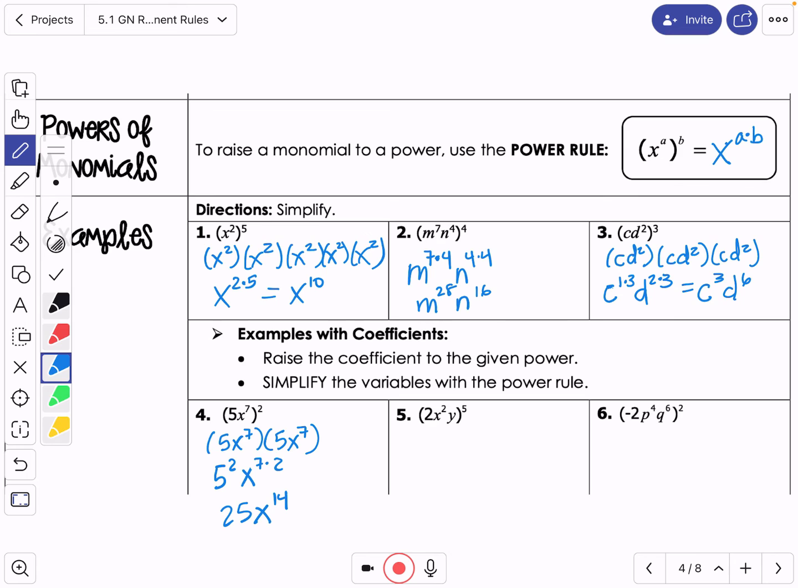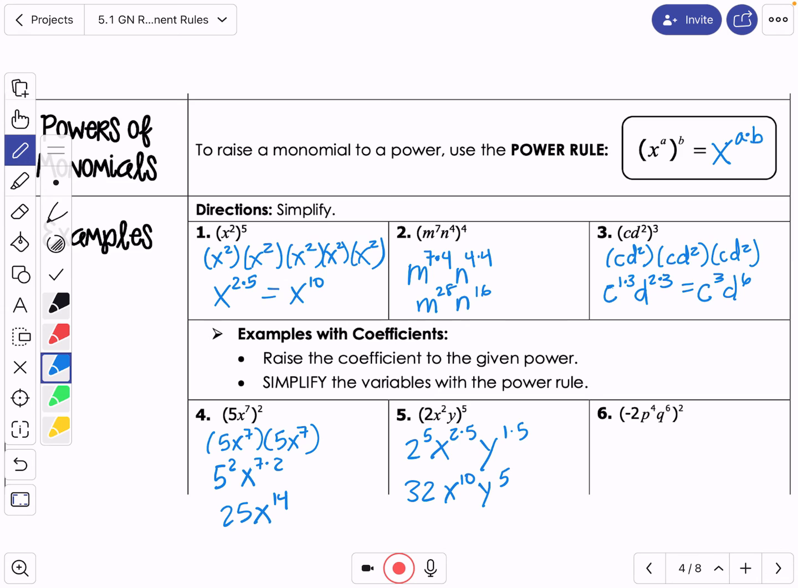So 2 times x to the 2nd times y, all raised to the 5th power, becomes 2 to the 5th times x raised to the 2 times 5 times y raised to the 1 times 5. So we have x to the 10th power, y to the 5th power. 2 to the 5th power will be 2, 4, 8, 16, 32. So that's 32 x raised to the 10th, y to the 5th.